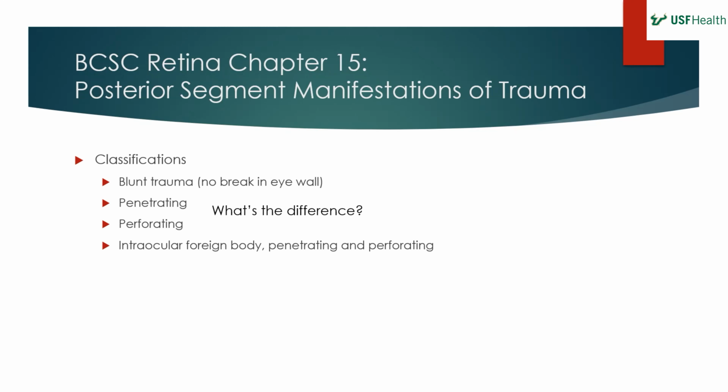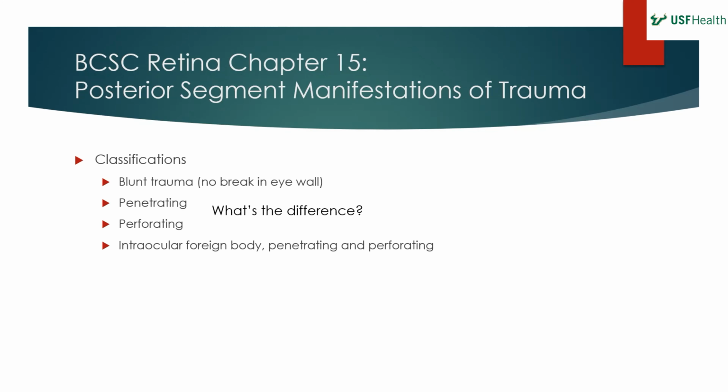Okay, so we have classifications of blunt trauma, no break in the eye wall, and then penetrating and perforating trauma. And I think that it's important to know the difference. What do you think is the difference between penetrating and perforating? Penetrating, it just goes in one aspect of the eye. Perforating is through and through, right?